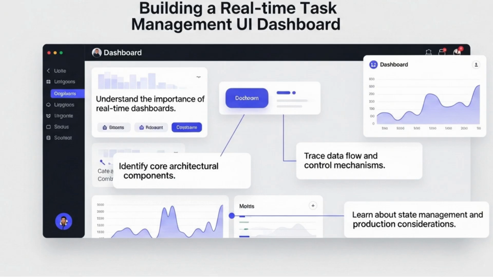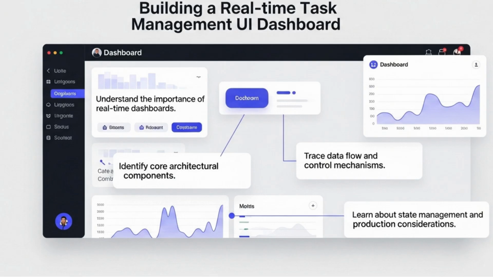they're indispensable. Specifically, you will be able to understand the importance of real-time dashboards in keeping complex systems running smoothly. You'll also learn to identify the core architectural components that make such a system tick. We'll trace the intricate data flow and control mechanisms, giving you insight into how information moves and actions are triggered. Finally, you'll grasp effective strategies for managing distinct UI states and integrating with broader production infrastructure. Let's get started.